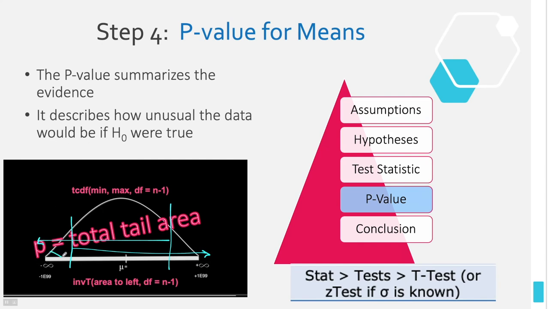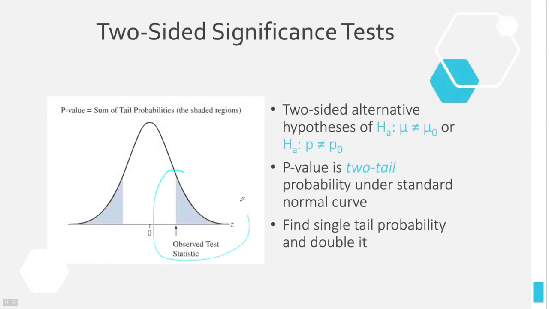So let's suppose that we shade this area right here. In that case, we would do tcdf of this area. Or if we shaded the right tail, we would do tcdf of this area. It turns out if we shade both tails, we can just calculate the area of one tail and double it. If we were doing z-scores, then it would be normal CDF instead of tcdf.